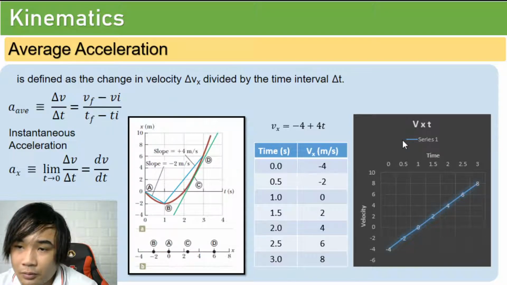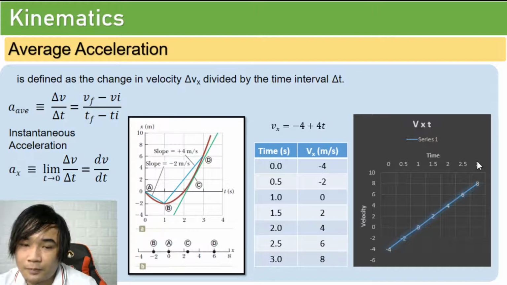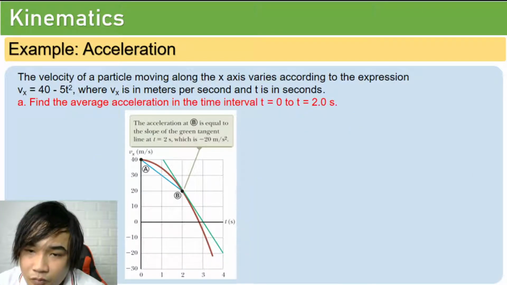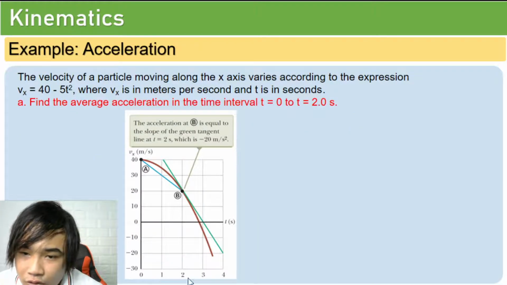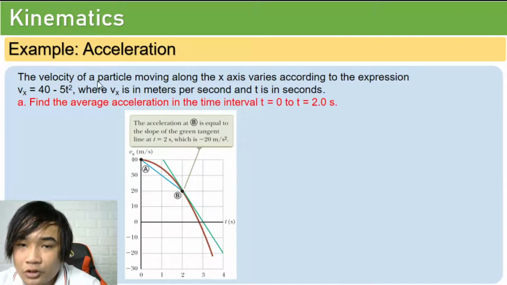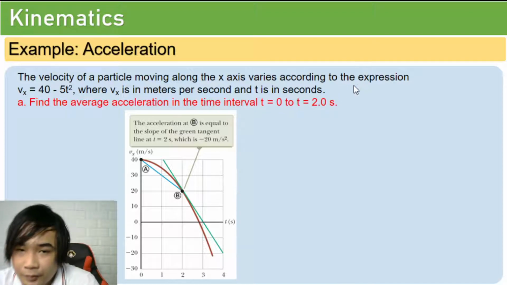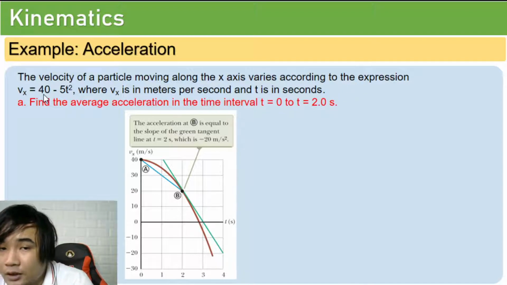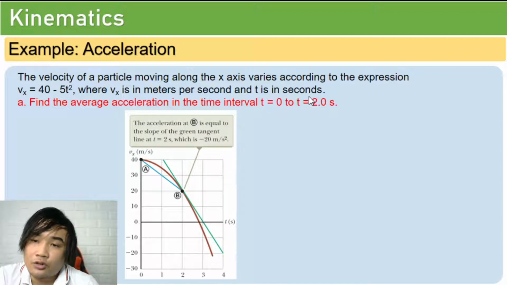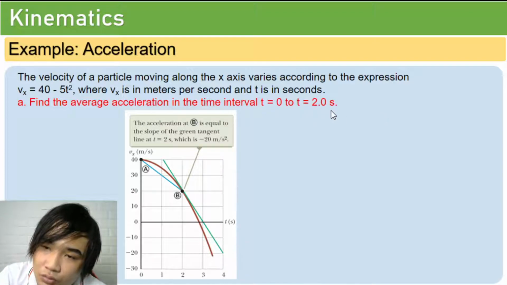For velocity, the position is graphed over time. So here is velocity, and here is the time. The velocity of a particle moving along the x-axis varies according to the expression Vx is equal to 40t minus 5t squared. Find the average acceleration in the time interval t equals 0 to t equals 2 seconds.